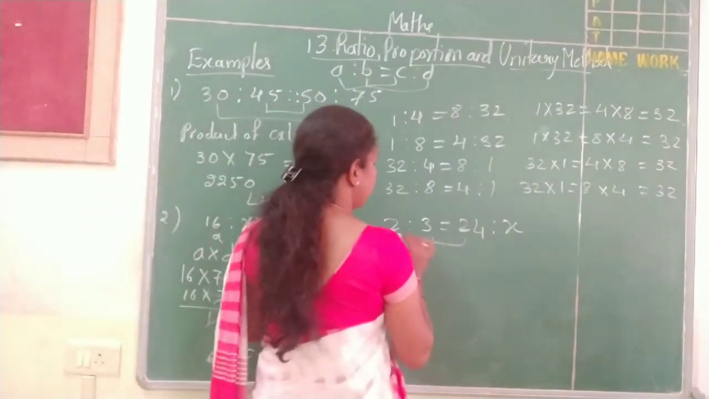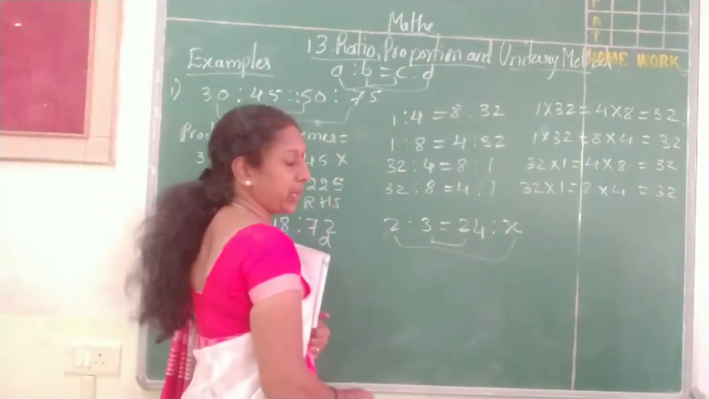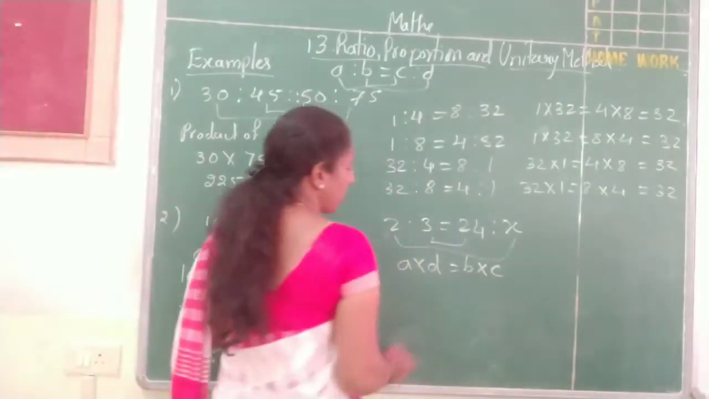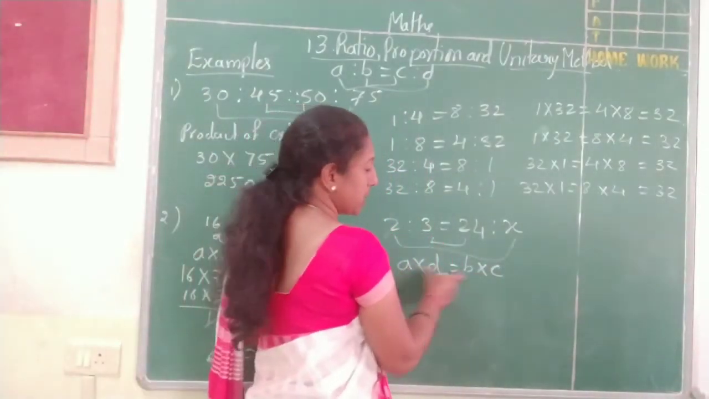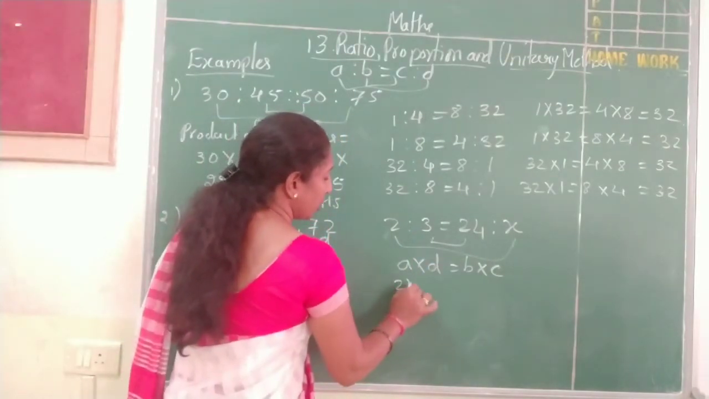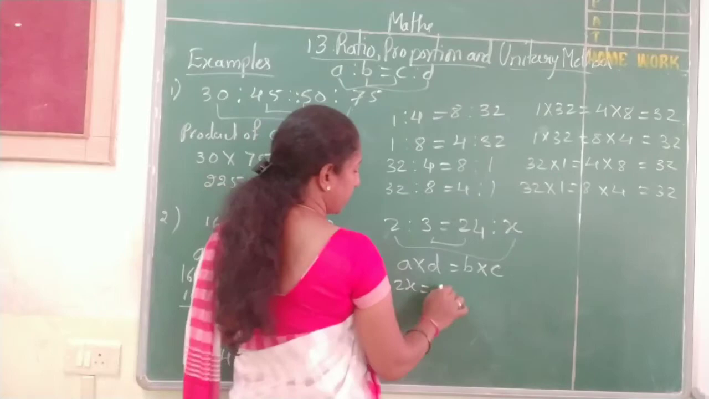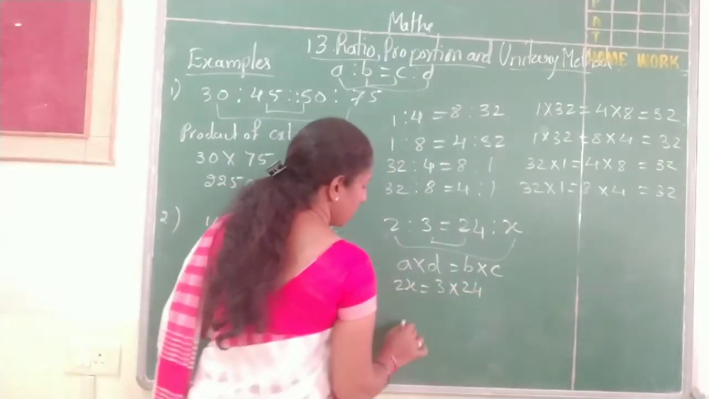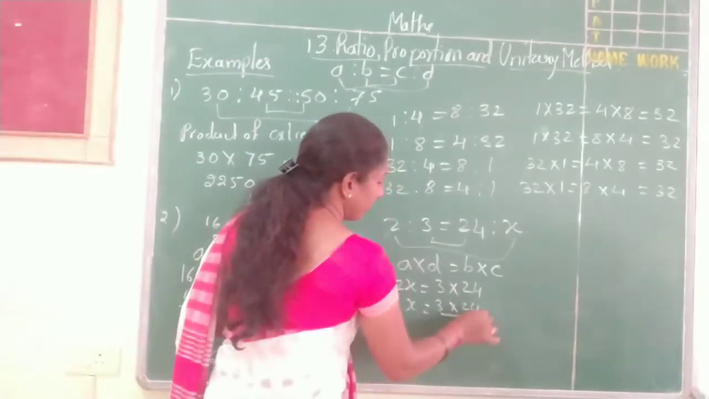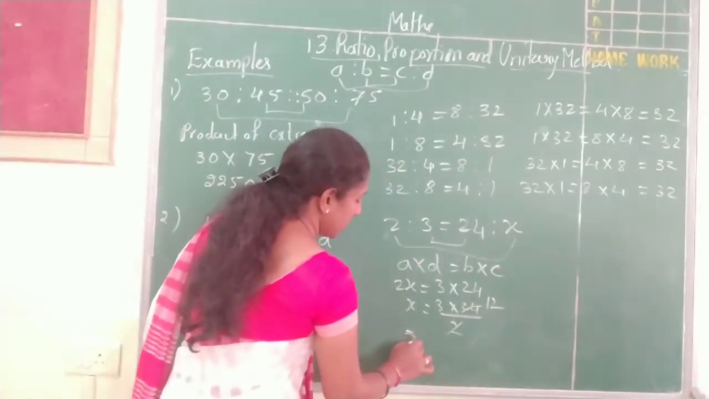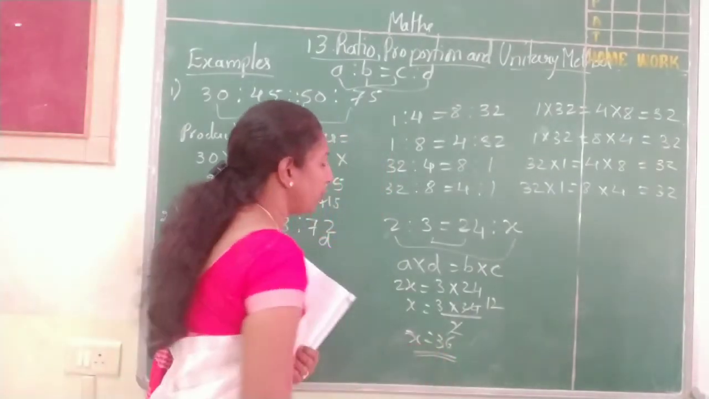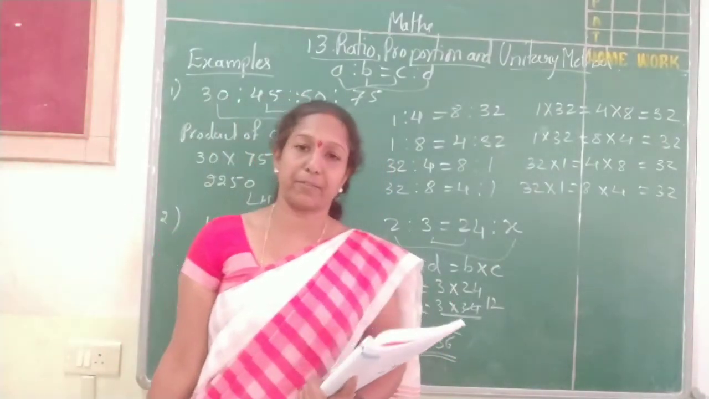Now I will find by multiplying the product, meaning A into D is equal to B into C. Product of extremes is equal to product of means. So now 2x is equal to 3 into 24. So x is equal to 3 into 24 divided by 2. 2 1s are 2, 2 12s are 24, 3 12s are 36. 36 is the number of boys. Okay, so this is how we can find.